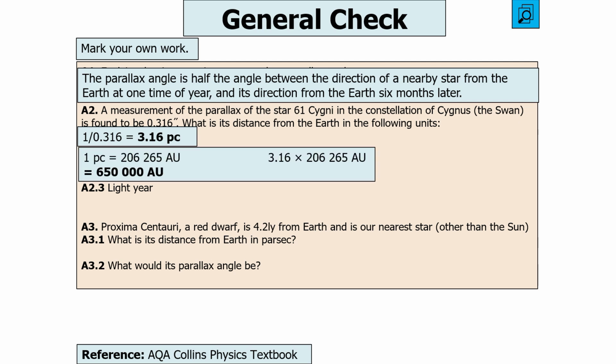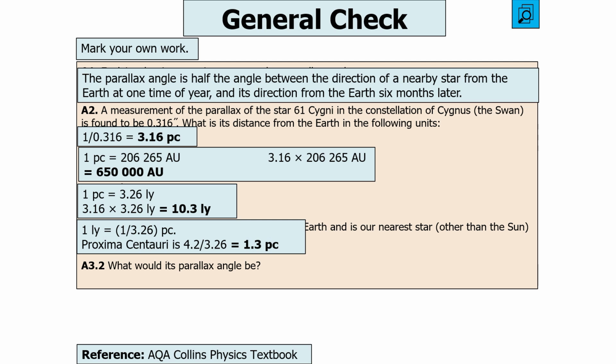There's a conversion factor given to you, so when you work it through it's 650,000 AU, and then you've got the very famous conversion factor that 1 parsec is equal to 3.26 light years, so that works out to be 10.3 light years. Again, we can work out the distance of Proxima Centauri using that particularly famous conversion factor, so it's 1.3 parsecs.